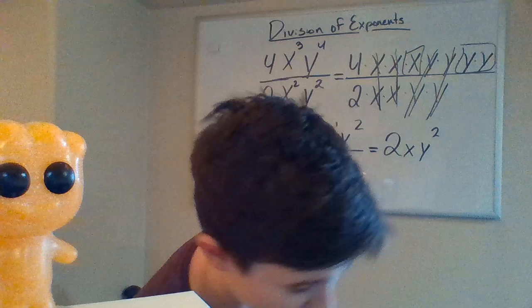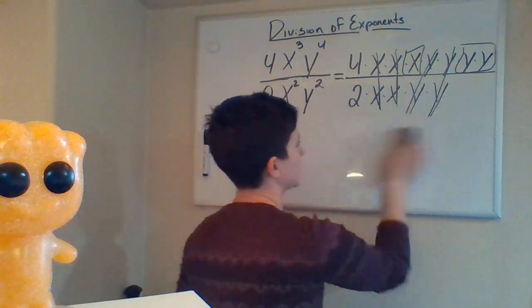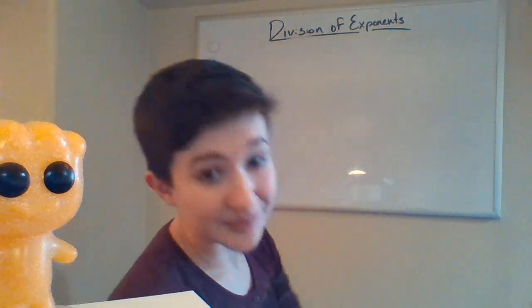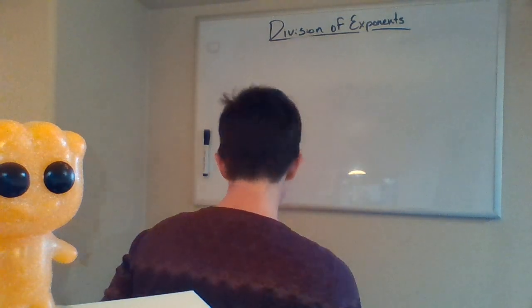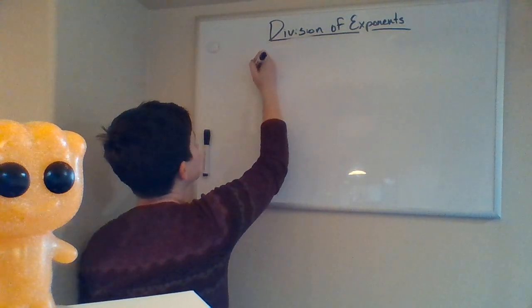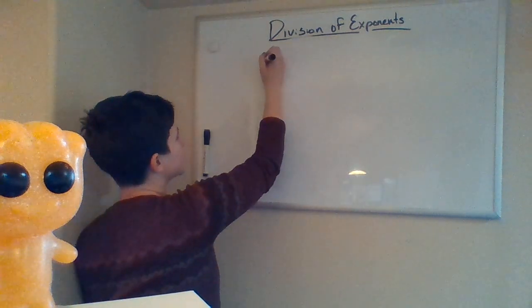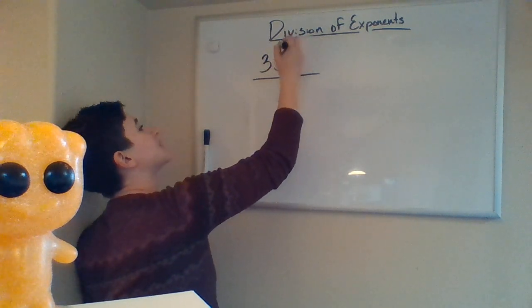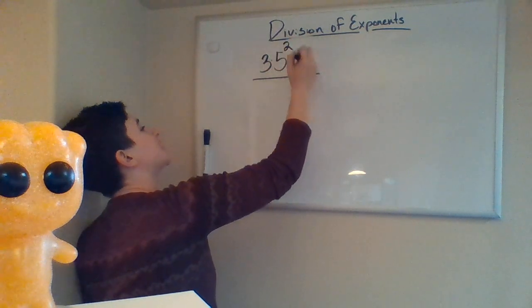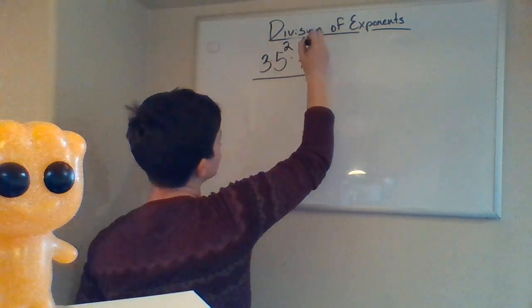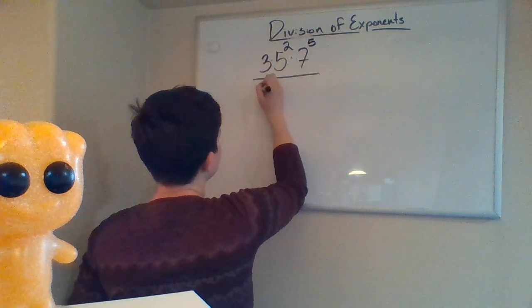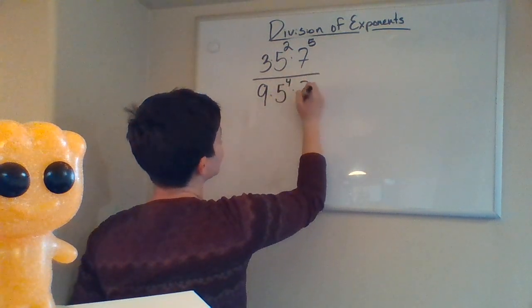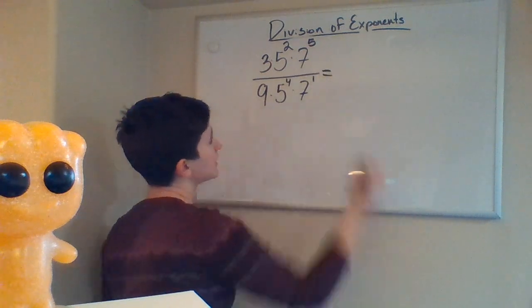Let's try this one more time, because there are a couple cases where this is not so pretty. You have a worksheet today that includes these pieces, so let's practice them with numbered bases, because that is infinitely more difficult. Let's say I have 3 times 5 to the second power times 7 to the 5th power, and then we'll put it over 9 times 5 to the 4th power times 7 to the 1st power. How about that?